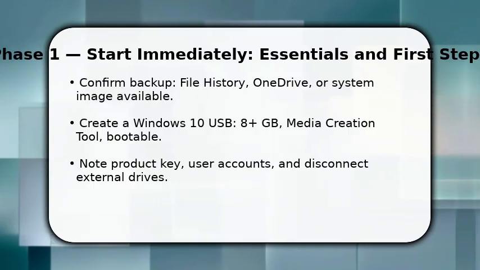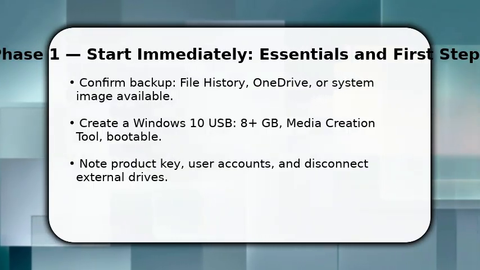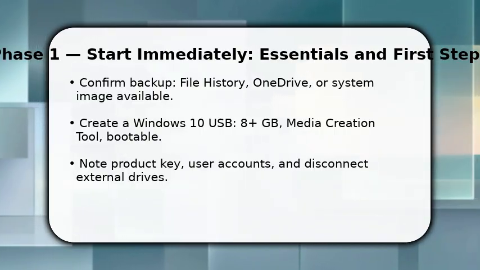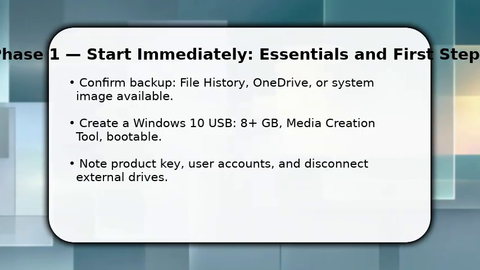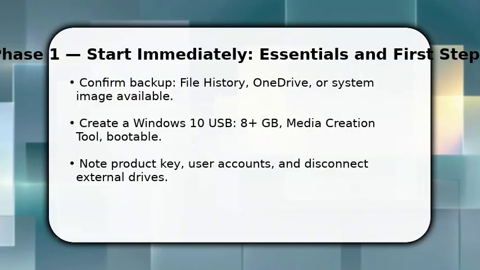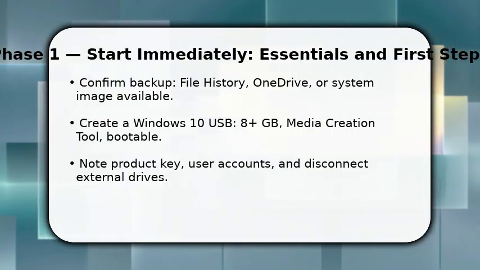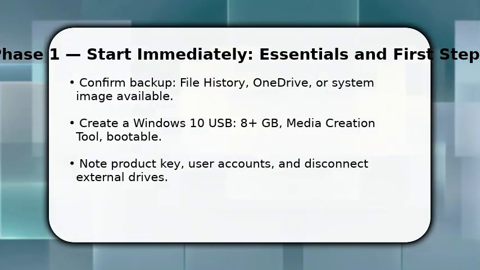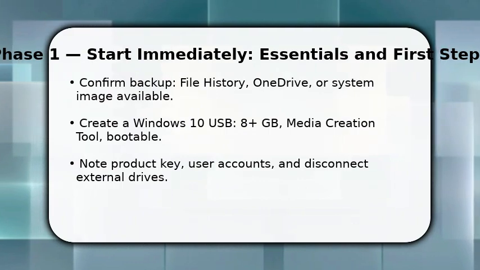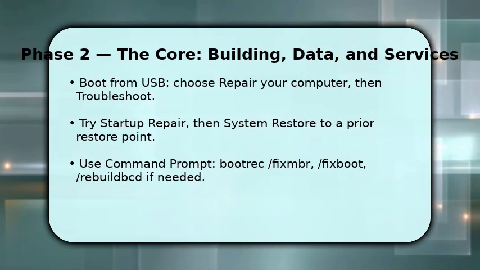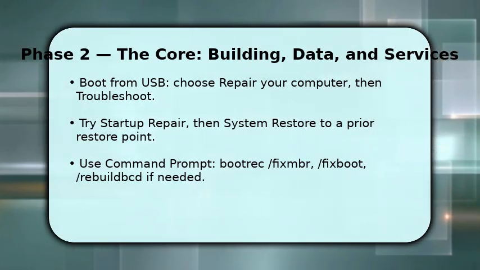Create a bootable Windows 10 USB with the Media Creation tool on an 8 GB drive so you can boot recovery tools. Once done, write down or export your product key and user account info and disconnect extra drives to avoid accidental formatting. These steps reduce risk and speed the process, so you can proceed directly to repair utilities without interruptions or lost files. Boot from the USB, pick Repair Your Computer, then Troubleshoot.